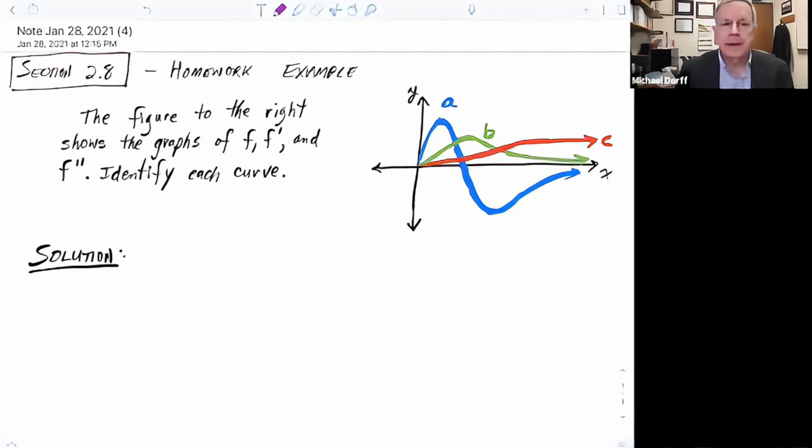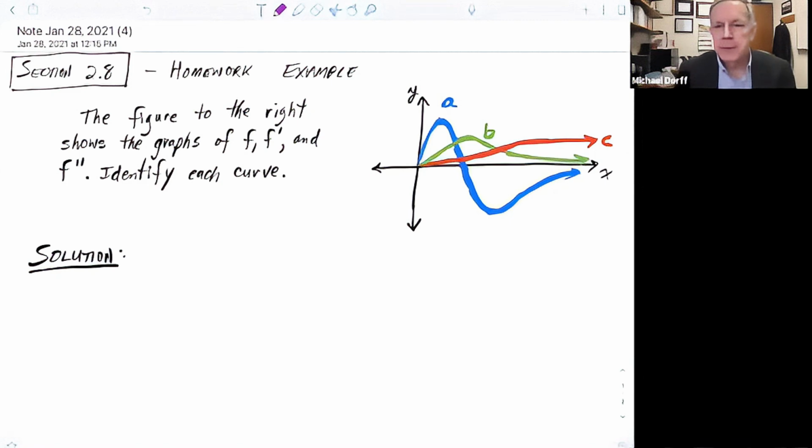We're in section 2.8, and we're going to look at the following homework-like example. Here, we're given a graph of three functions that's shown to the right. There's function A in blue, function B in green, and function C in red. One of these represents a function f, one represents the derivative of f, and one represents the second derivative of f. We're supposed to determine which is which.